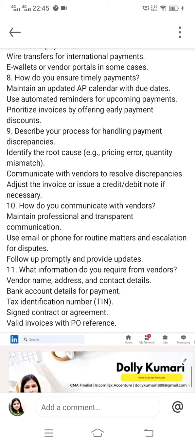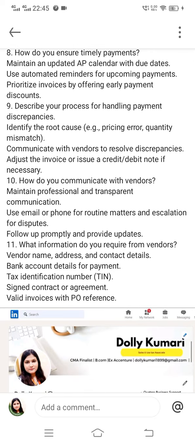Now we have 11th question, what information do you require from vendors? From the vendor, basically we need vendor name, address, contact details, bank account details for payment, tax identification number, signed contract or agreement, valid invoices, PO. So whatever we need for processing the invoices, we have to have that from the vendor.